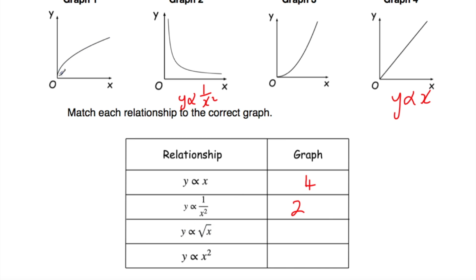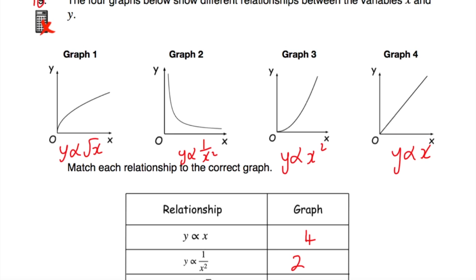So this is the graph of root x, so it's going to be graph 1 here. This is going to be y is proportional to the square root of x, so it's going to be graph 1. And finally, graph 3, as you can see here, we've got the right hand side of the parabola in terms of that y equals x squared graph. So this would be y is proportional to, or directly proportional to x squared. So it's going to be graph 3. So the graphs are 4, 2, 1, and 3.